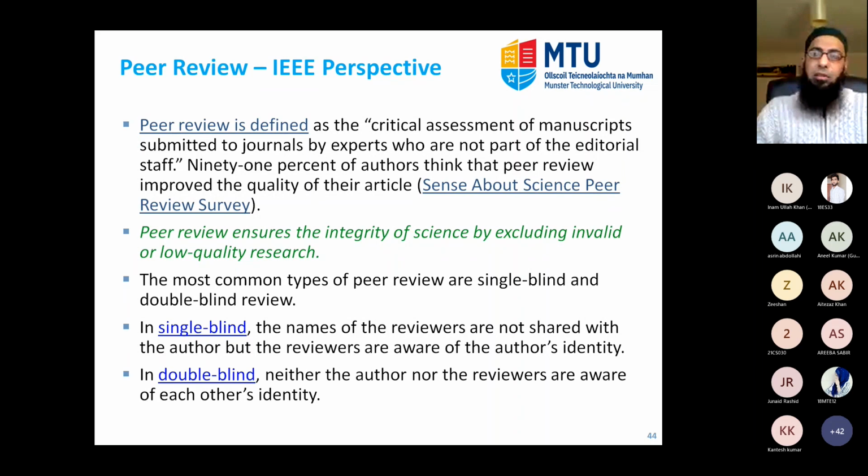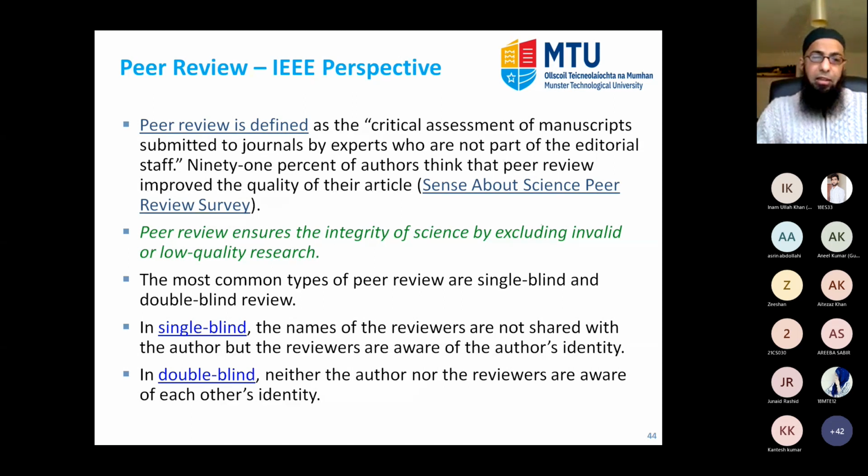For example, if someone tries to submit their article to IEEE Transactions on Wireless Communications, they will get a very technical, very in-depth and very strong peer review, and it is very hard to publish in that journal. Similarly, talking about other top ranked journals, when you try to submit your article to those journals, you will get very technical, in-depth feedback from the peer reviewers.